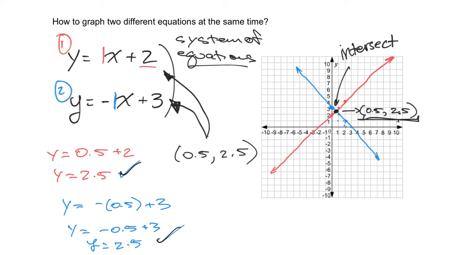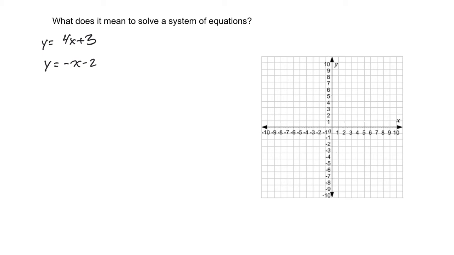And so we find it by graphing and finding when those 2 points cross. All right. What does it mean to solve a system of equations? Well, a system of equations is really when I just have more than one linear equation. So in this case, I have 1, and then I'm going to switch to green, I have 2 linear equations.